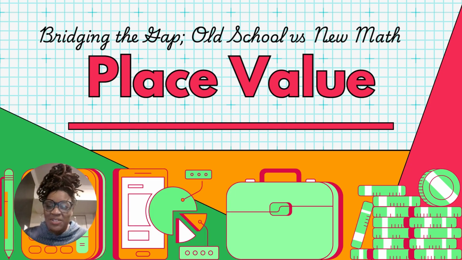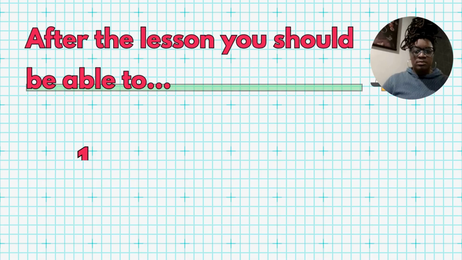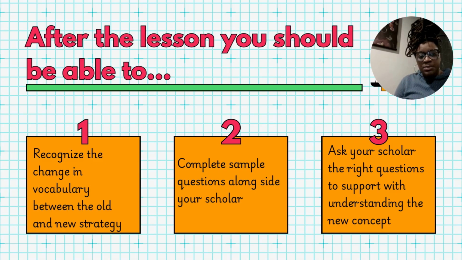And today's lesson, we're going to focus on place value. After this lesson, you should be able to recognize the change in vocabulary between the old and the new strategies. Secondly, you should be able to complete sample questions alongside your scholar. And third, you should be able to ask your scholar the right questions to support them with understanding the concept.